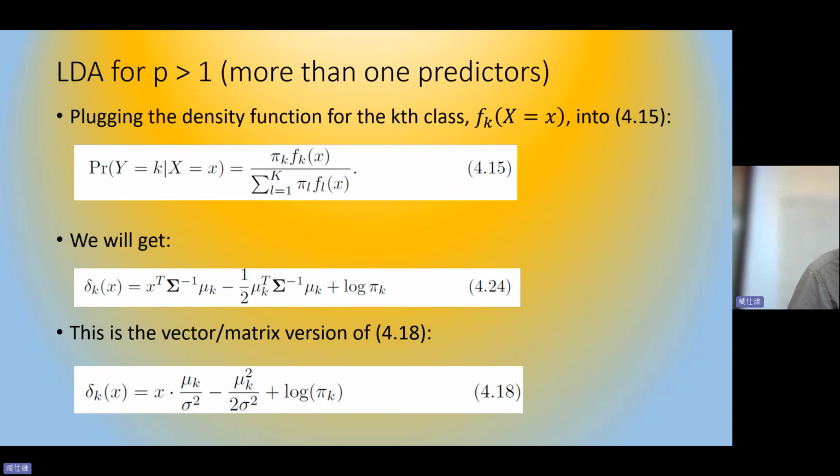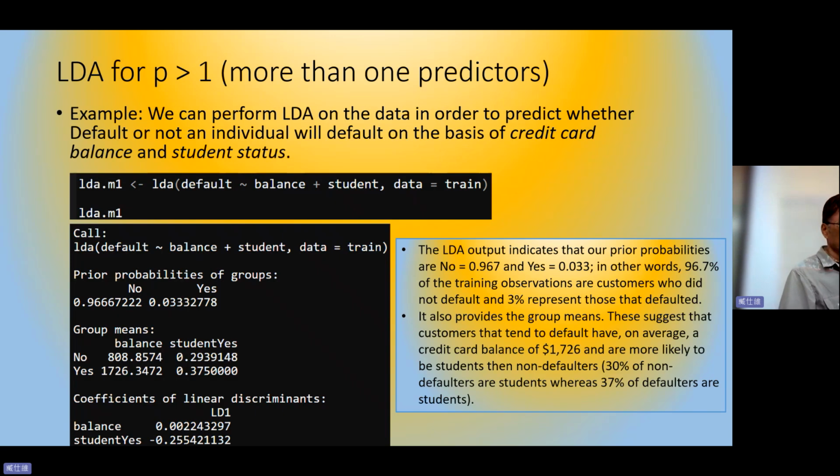Now suppose we have a default problem, and then you can use the lda function. You can see here lda, followed by default, balance and student. Now suppose we are using the training data set. This example performs LDA on the data in order to predict whether an individual will default on the basis of credit card balance and student status. This is the output, based on the training data.